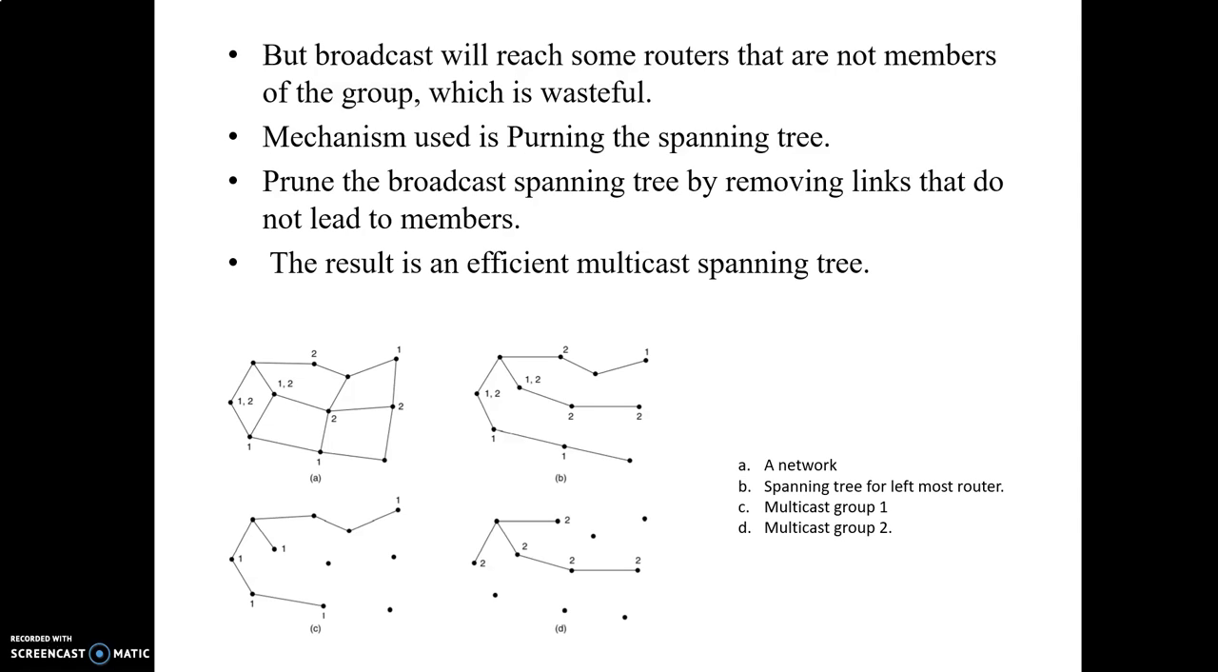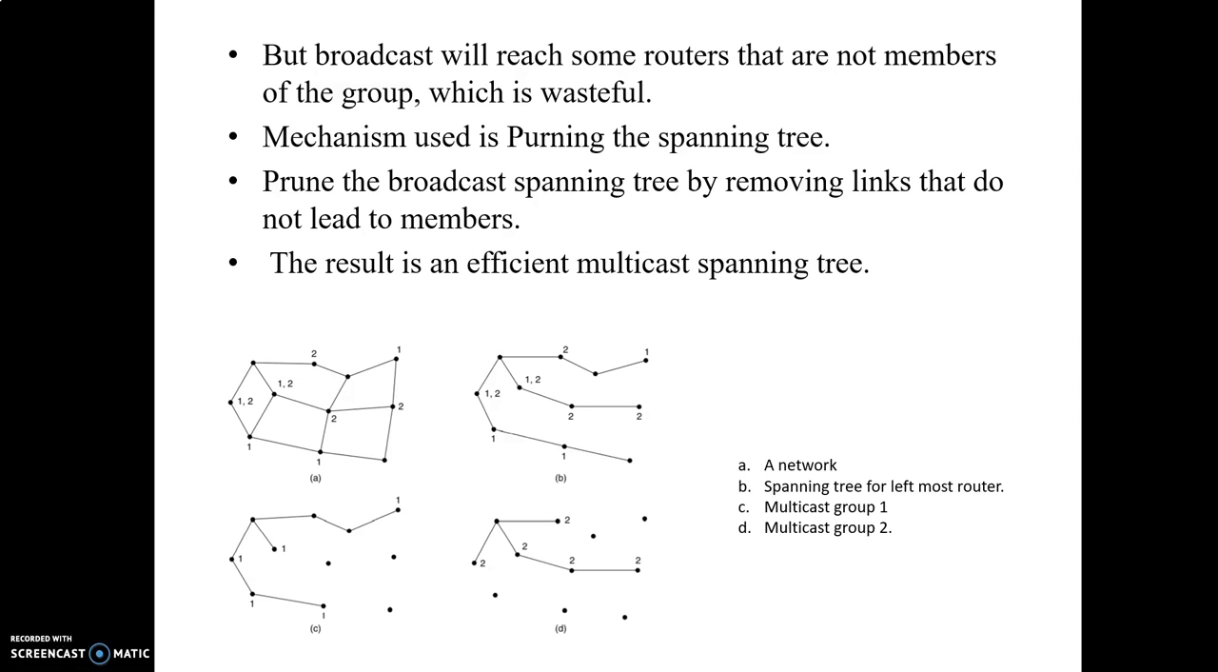Pruning is basically eliminating or removing the nodes and links which are not a part of the group. So pruning a broadcast spanning tree is removing the links that are not part of the group, and the resultant spanning tree is called a multicast spanning tree. If you look at the figure below, you have figure A, which is a network that has both group 1 and group 2. Group 1 is one multicast group and group 2 is another multicast group.